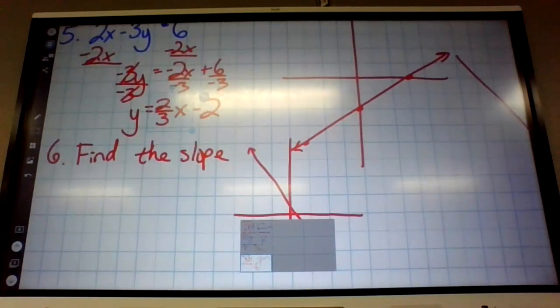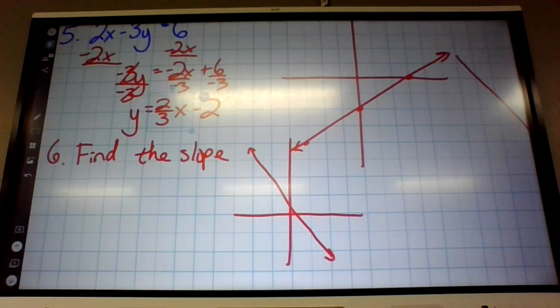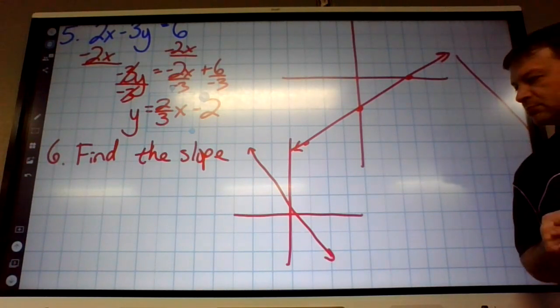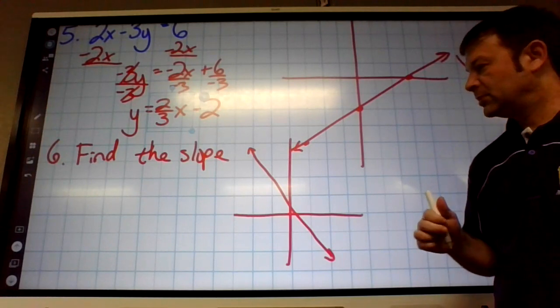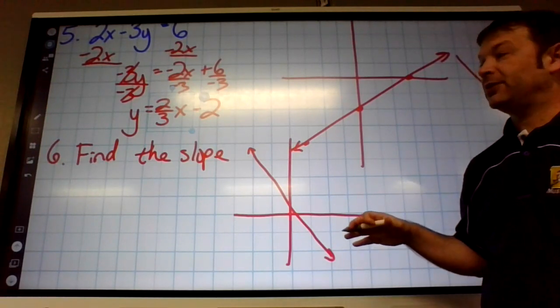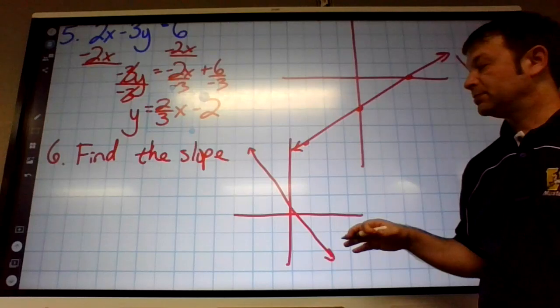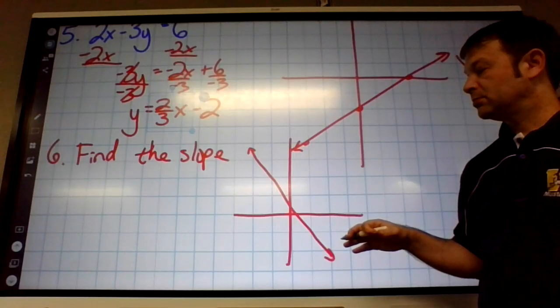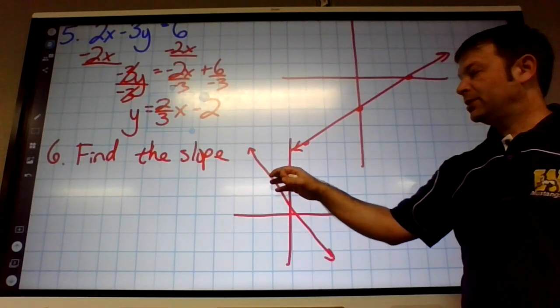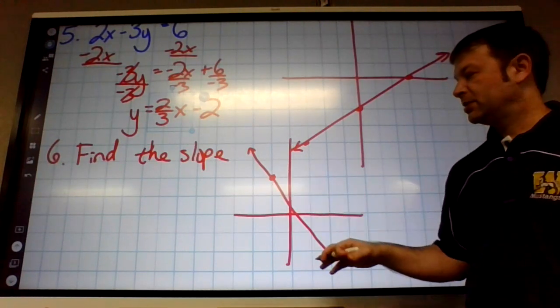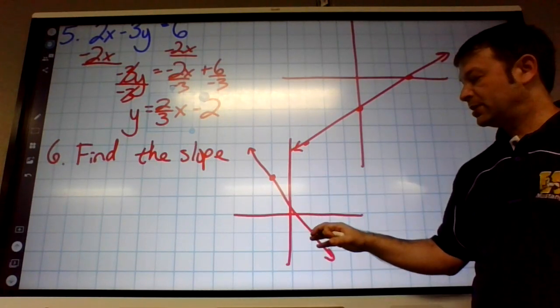Devin, do you know what we do first on 6? Would you find the y-intercept? No, we're not writing the entire equation for the line. We're just writing the slope right now. So how do we find the slope? You can see where the dots would be. Where are the points that are identifiable? Negative 1, 2, and 1, negative 1.